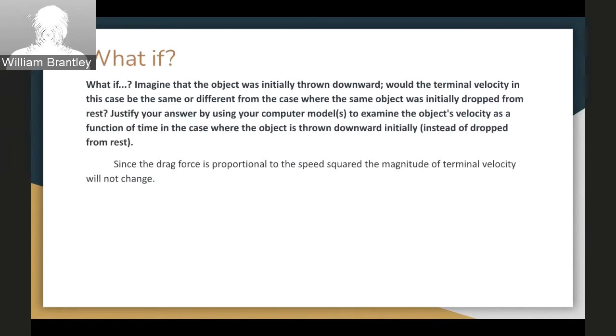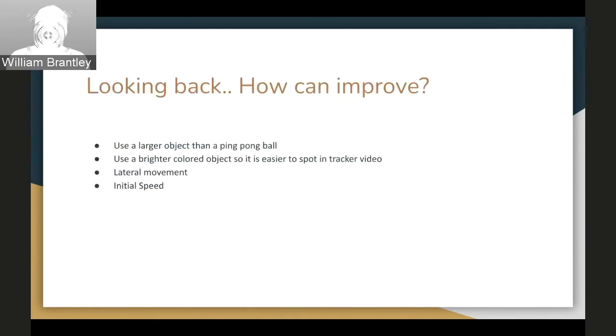What if this were to change? Since the drag force is proportional to the speed squared, the magnitude of terminal velocity will not change. And then I touched on this earlier, but looking back, how can I improve?